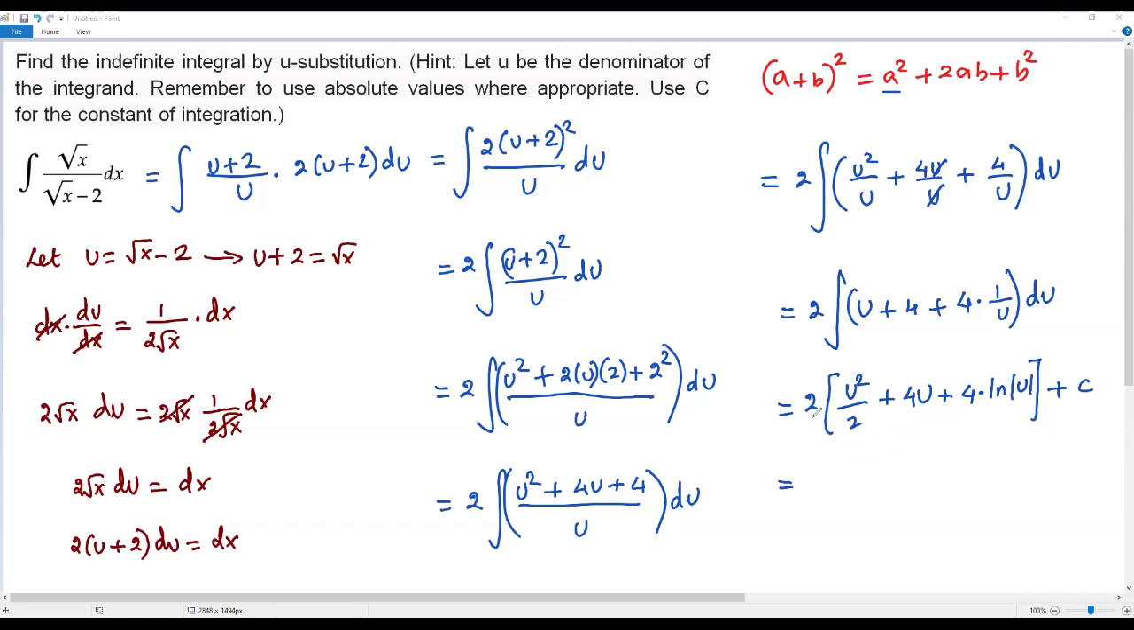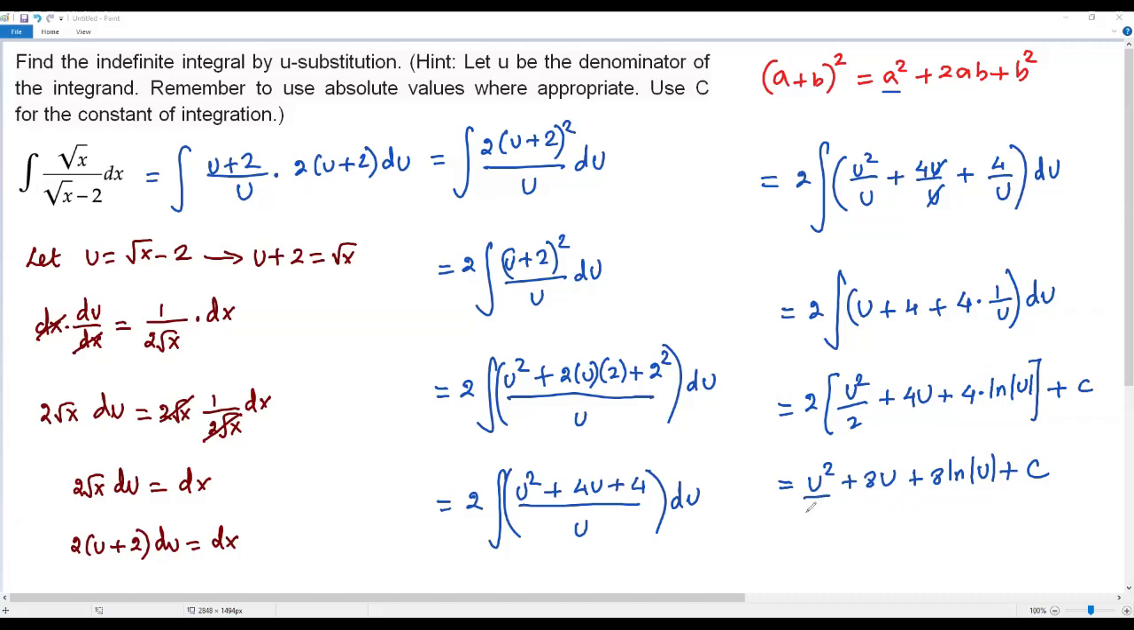Now in my next step, I am going to distribute this 2 to all the terms inside the square bracket. When I distribute this 2 to the term u square over 2, the 2 will cancel out, and I get u square. When I distribute this 2 to 4u, I get positive 8u. When I distribute this 2 to the last term, I get positive 8 times the natural logarithm of the absolute value of u, positive c.